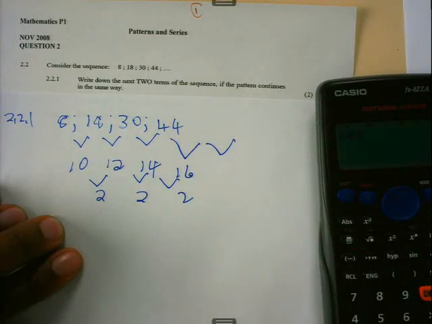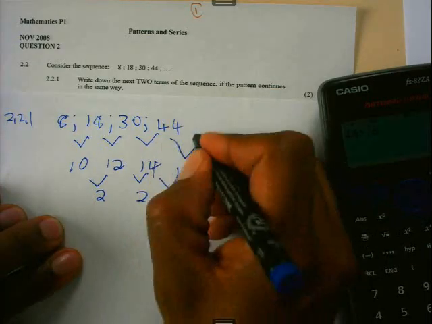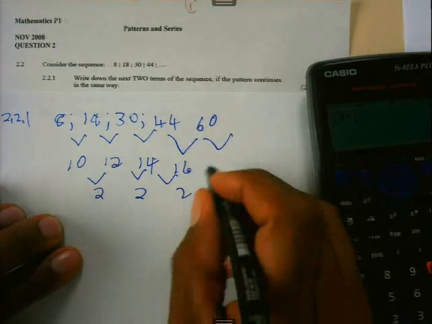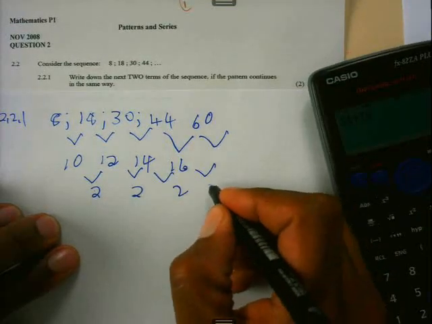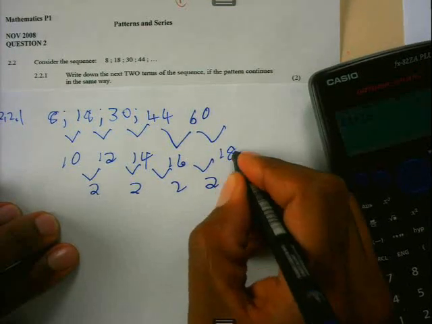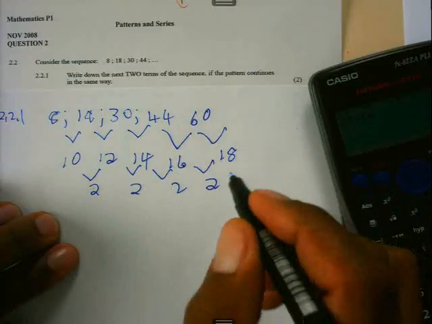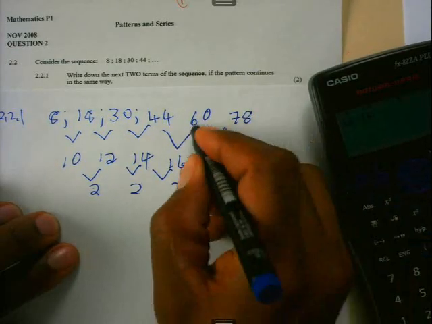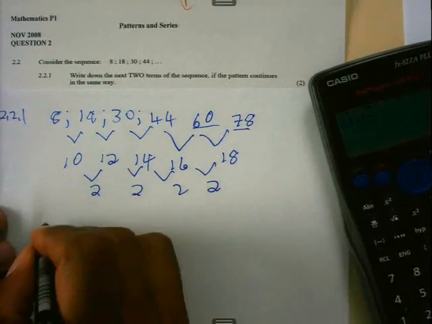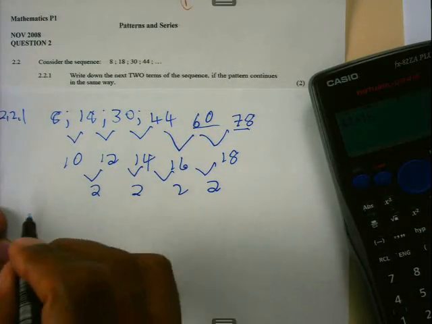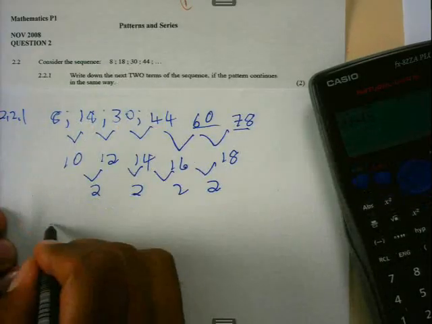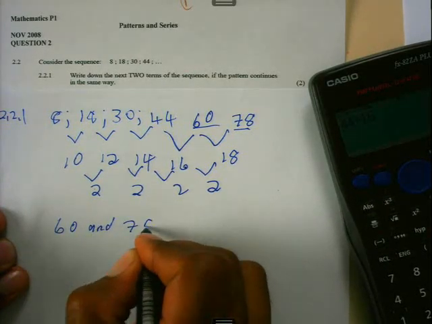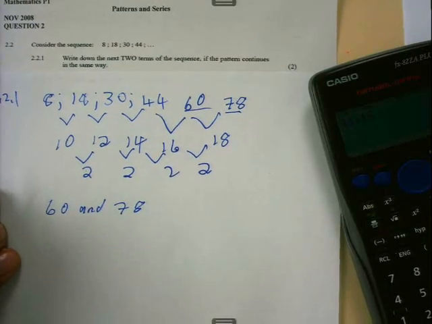44 plus 16, of course, the answer then will be what? The answer there will be 60. Of course, we need another one here as well, which is 2. Then this one will take us to 18. And now 60 plus 18, then we'll say that is what? That is 78. It means now when we answer this question, those two terms that we must find here will be 60 and 78.